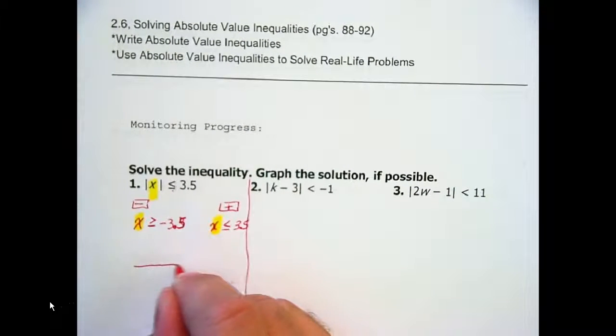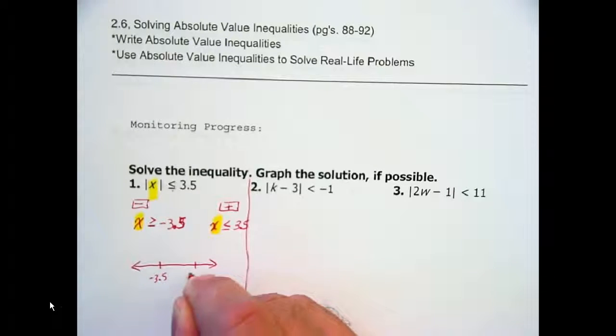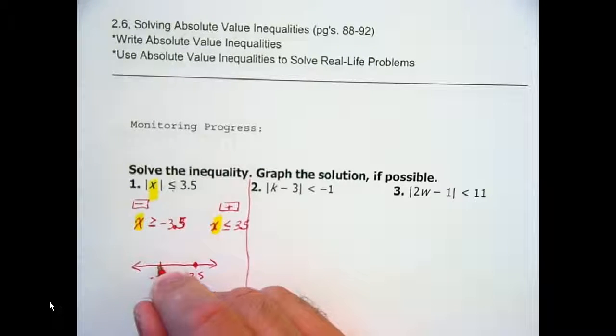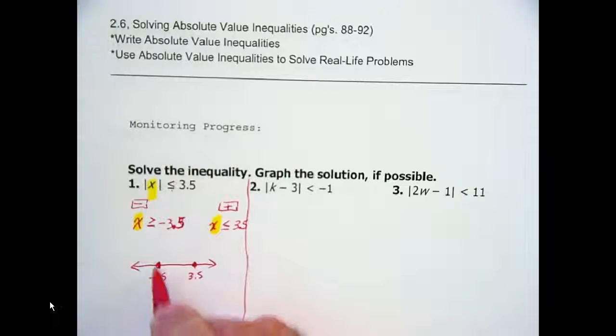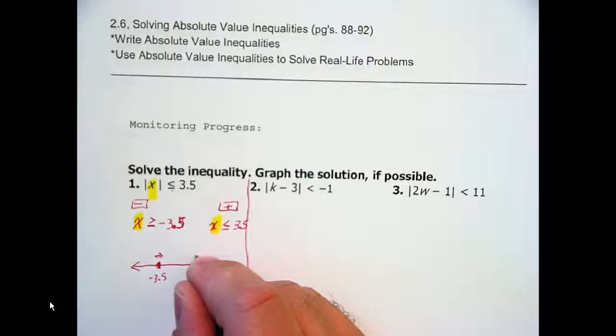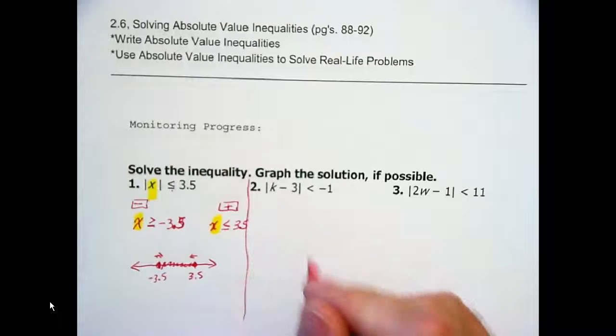So now graphing this, is this an AND or an OR? How many say AND? You guys think it's AND? How many think it's OR? Anyone? Okay. So at negative 3.5, I'm here, am I shading right or left? Right. At positive 3.5, shading right or left? This is an AND graph. Both of those things have to happen. All right.